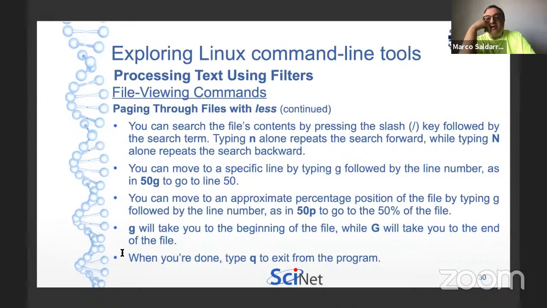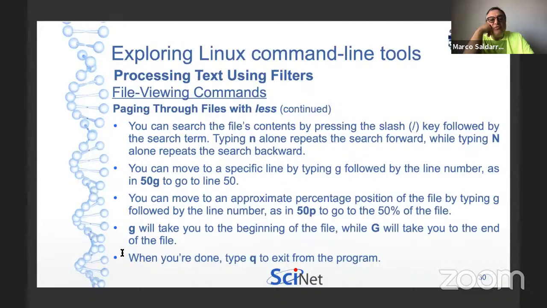While you are doing less, you can search the file. So if the file is very, very long and you just want to go to the line that contains a string, you just type a slash and the search term and enter, and it will go to the first occurrence of that string. If you want to look for another occurrence of the same string, you just type n, and n goes to the next. And again, n to the next. If you want to do the same but backwards, you just type capital N. Capital N, or uppercase N, will repeat the search, but backward.